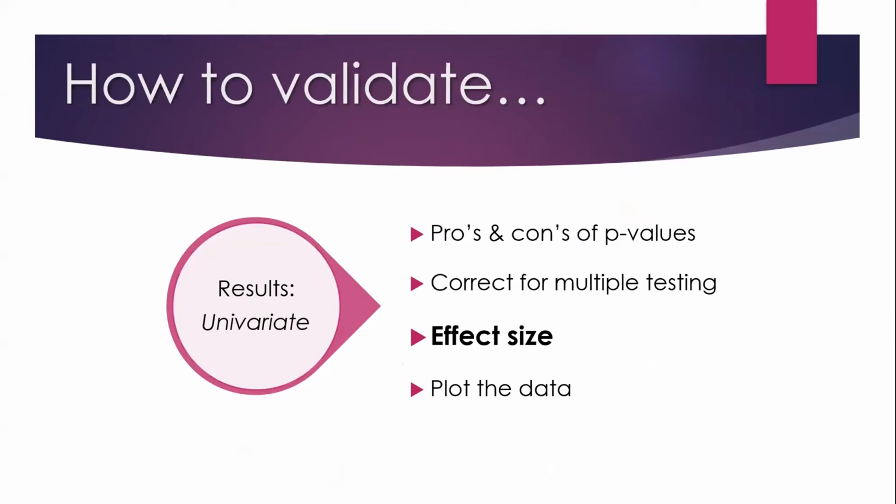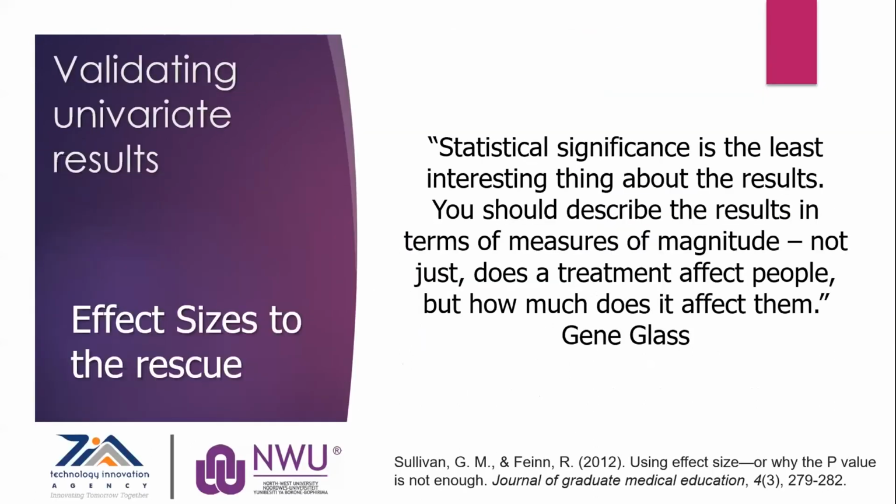Okay, then effect sizes. So Gene Glass said that statistical significance is the least interesting thing about your result. You should describe the result in terms of measures of magnitude, not just does a treatment affect people, but by how much does it affect them. So effect sizes are key to what we do here: study design and data analysis. Unlike p-values, they are comparable across studies, and they're actually independent of sample size. You'll see in the formulas I'm going to show you that the sample size cancels out.